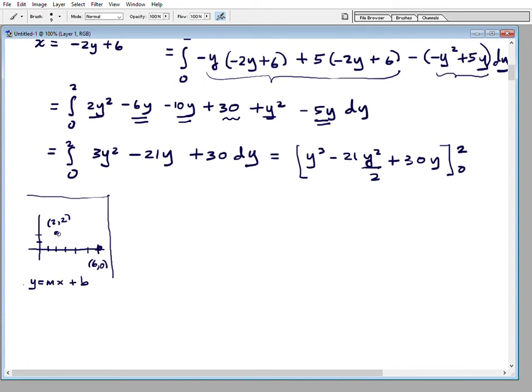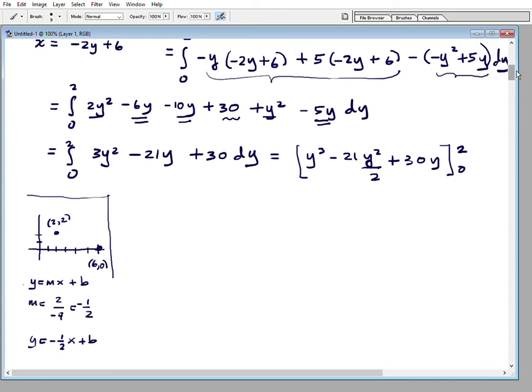Now, to figure out m, you can just do the slope formula. So we can just subtract y's, 2 minus 0, and then subtract x's, 2 minus 6, we have minus 4, so that's where we get the minus 1/2. So we have y equal minus 1/2 x plus b.